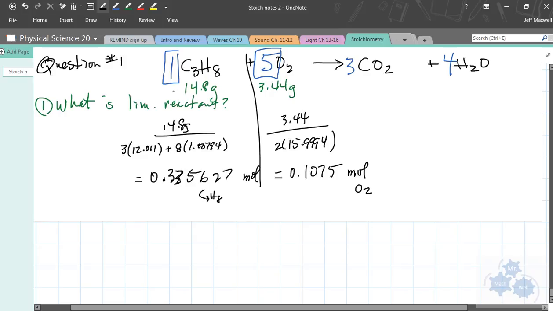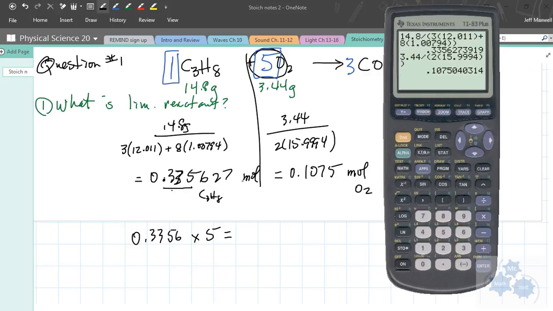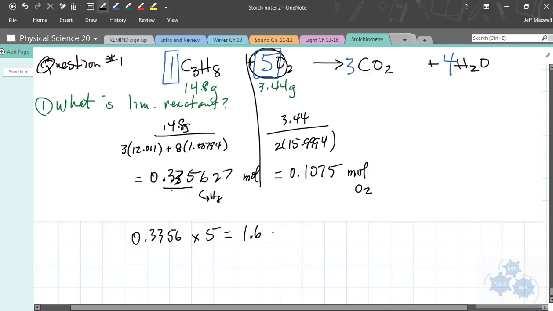Okay, so now this is where you have to understand what's going on, right? And you have to say to yourself, which one is going to run out first? And you look at your mole ratio, and you need 5 times as many moles of oxygen. If I have 0.335 moles here, I would need times 5, right? Moles of oxygen. You might notice already, I don't even have to do this on the calculator to check, but let's just say times 5. So I need 1.6 moles of O2. Do I have 1.6 moles? No, I have 0.1 moles.